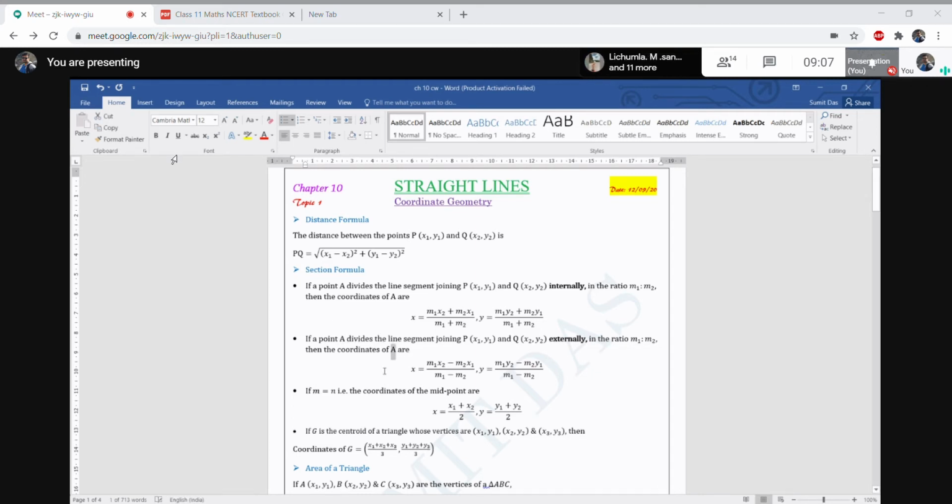Point A can divide the line externally also. The line can be divided externally also. So if it is divided externally in this ratio, then the coordinate of x will be the same formula with only a minus sign. Whenever externally, minus sign, and internally, plus sign. You can see that nothing changes, only the minus sign.